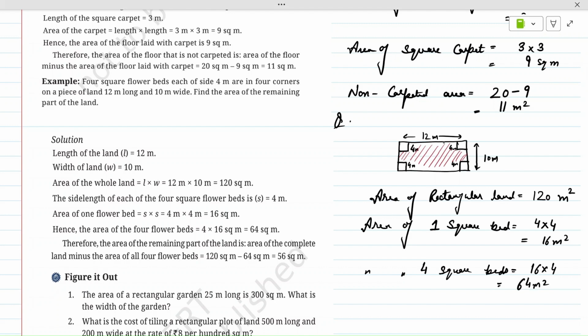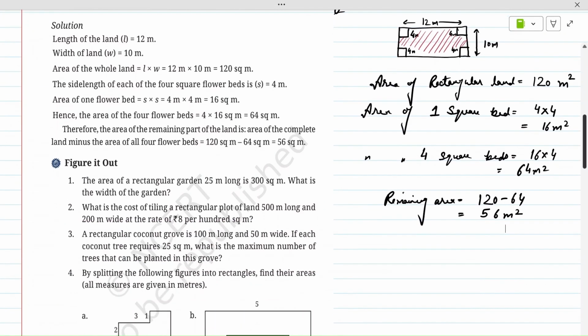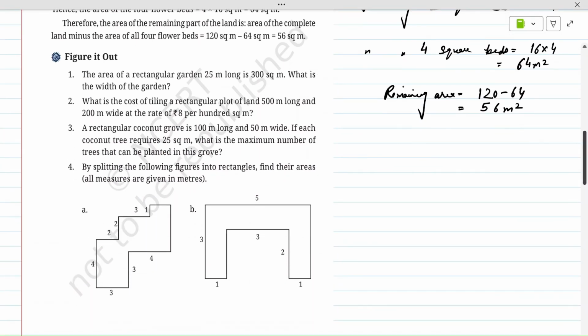So we have the outer area, the total area of the rectangle, and we have the area of these 4 square beds also. Now what we have to find? The remaining area. So for the remaining area, we have to subtract the area of these square beds from the area of the rectangle, that is 120 minus 64, which is 56 square meters. This is how we have to do this. Okay.